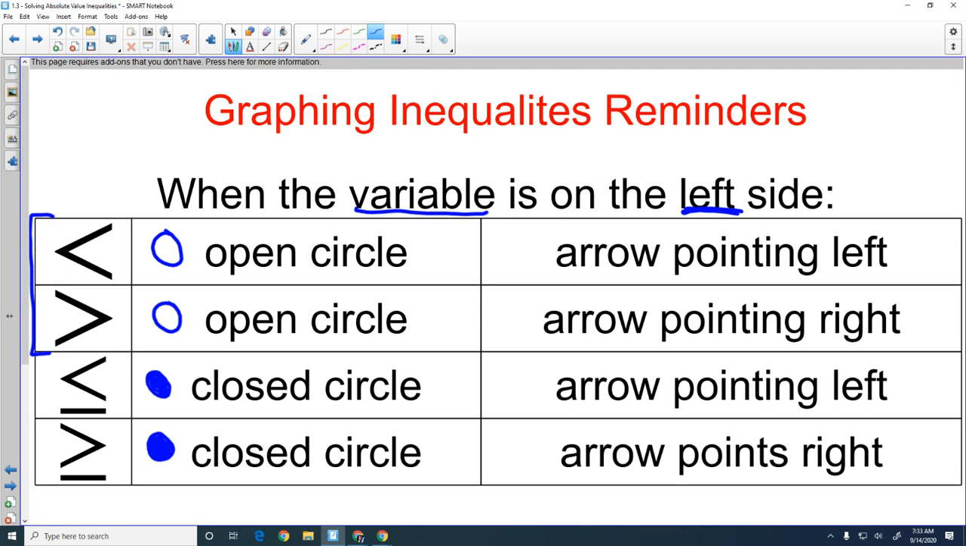And so you close it in. And that's when it's equal, when it could be equal to that number also. Now, the nice thing about having the variable on the left side is that this arrow pointing to the left is actually kind of what the inequality symbol looks like. This is a less than symbol. If you see over here on the left, that's the less than symbol. If the variable's on the left, then the inequality actually points to the direction that you would shade that number line. But that's only true when the variable's on the left side.